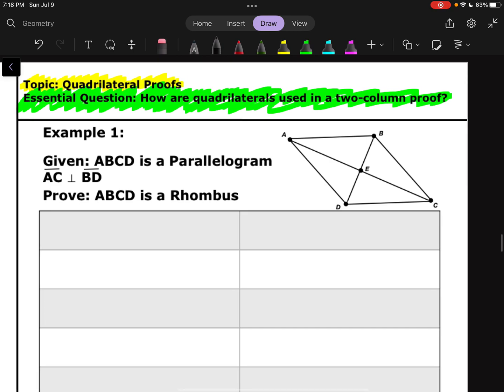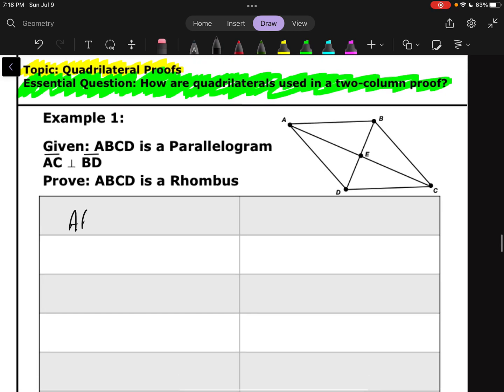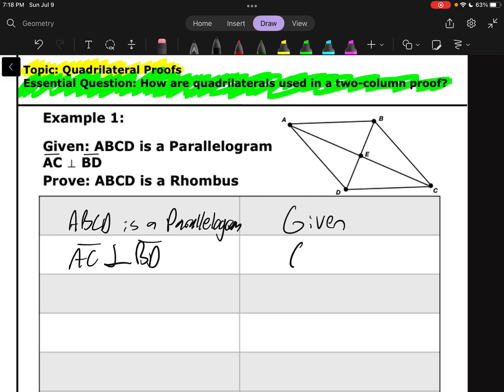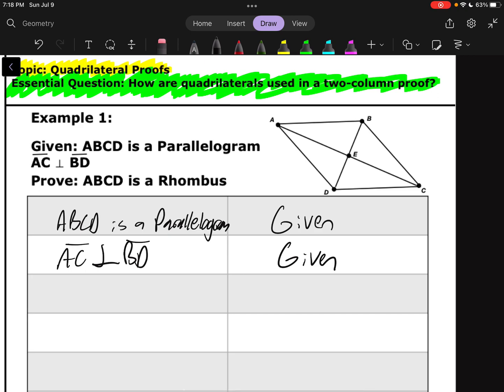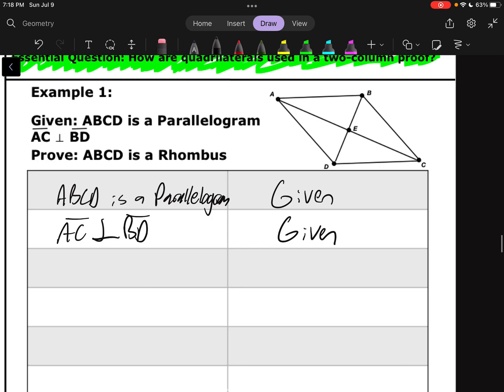Our first example gives us a parallelogram. It says that ABCD is a parallelogram, and we know that AC is perpendicular to BD. Those are going to be our givens. And our goal here is to try to prove that that means that ABCD is a rhombus, actually.